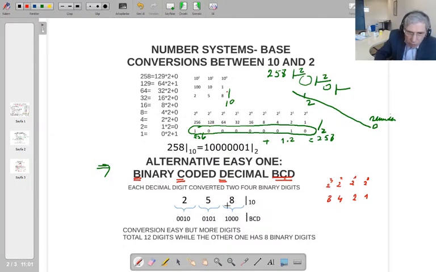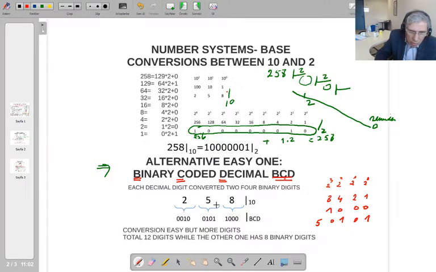If the first digit of your decimal number is 8, you're going to write this underneath that 8. The second digit is 5. 5 is 4 plus 1, isn't it? So the others are 0. That's 5.